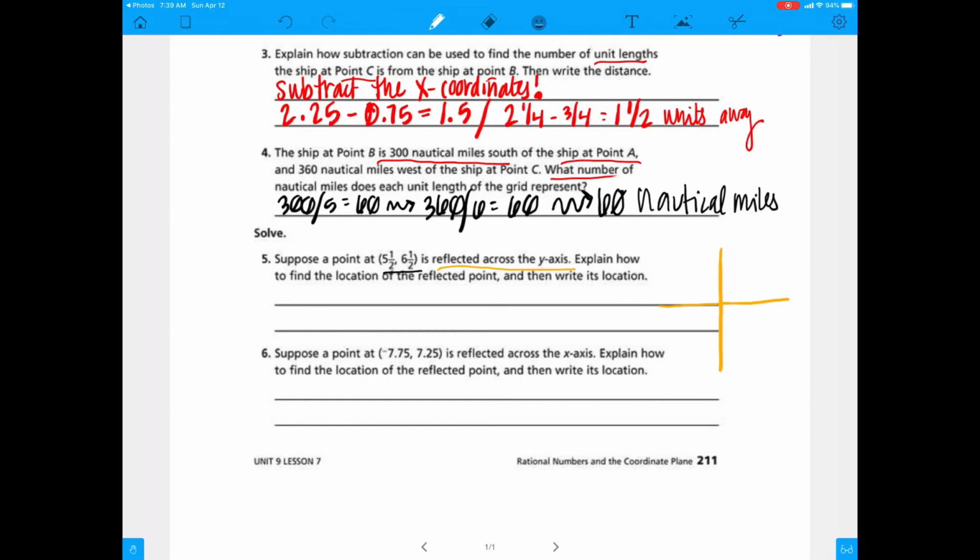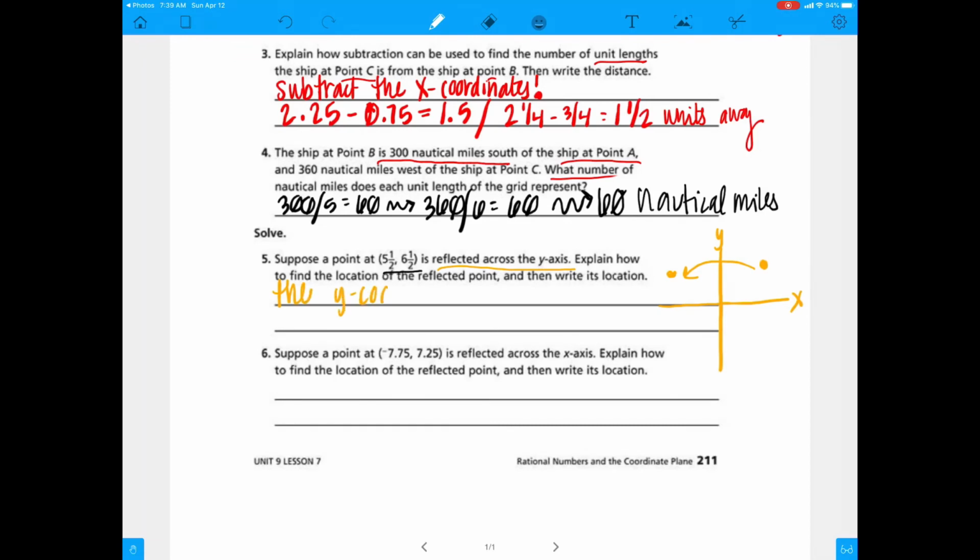Suppose a point, it's at 5 1/2 and then 6 1/2, is reflected across the y-axis. I'm making a coordinate plane and I'm just going to throw that point on there. I know it's positive, so it's going to be in quadrant 1. It's reflected across the y-axis. Boom, I draw an arrow and there we go. It's now in quadrant 1 and then it moves to quadrant 2.